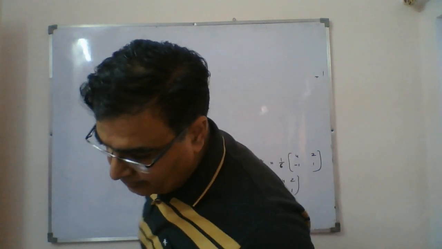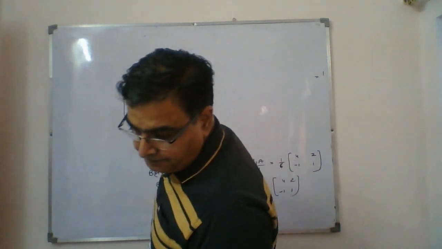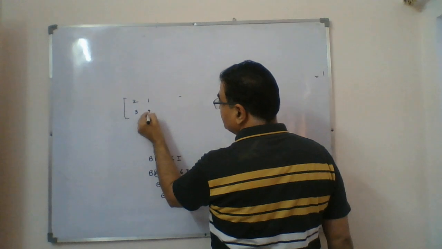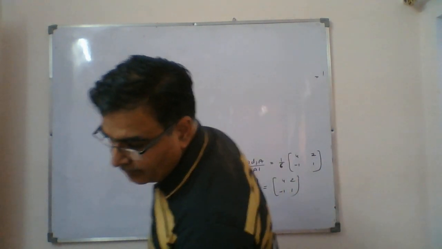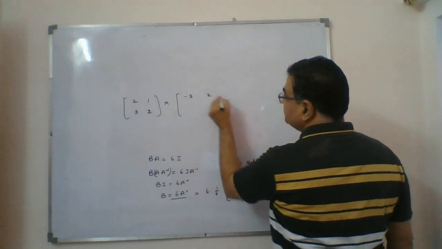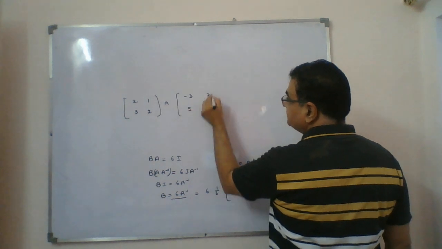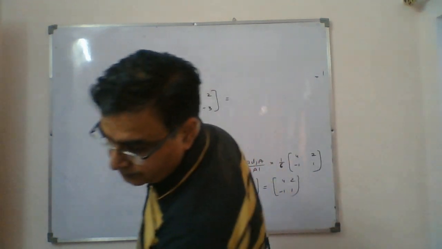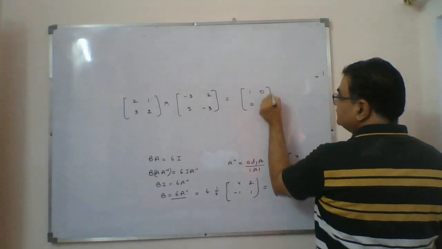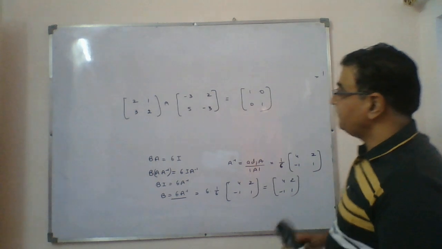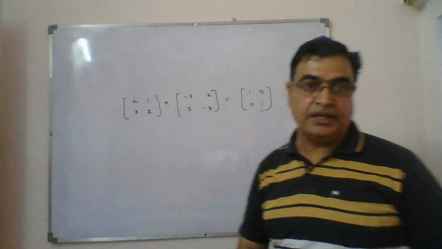This is another good question. If this condition is given to you, 2, 1, 3, 2, then A, which is a matrix of order 2 by 2, then minus 3, 2, then 5 and minus 3, equal to 1, 0, 0, 1. Now my question is, find out what is matrix A. This time they are asking what is matrix A.